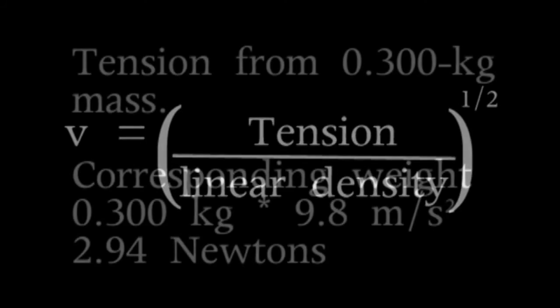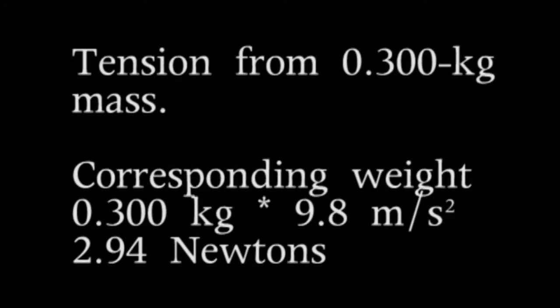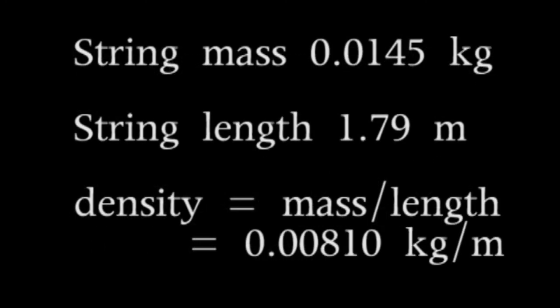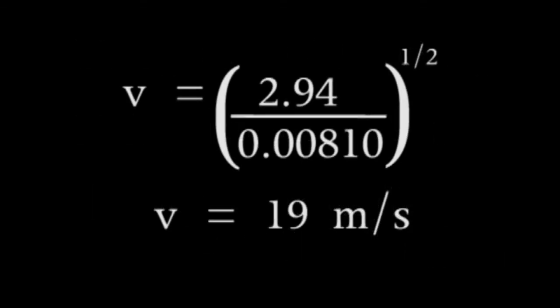divided by its length. The tension was caused by a 0.3 kilogram mass, which thus has a weight of 0.3 times 9.8 meters per second squared, or 2.94 newtons. The mass of the elastic cord was 0.0145 kilogram, and its length was 1.79 meters, leading to a linear mass density of 0.00810 kilograms per meter. Using these tension and density values in the speed calculation yields a speed of 19 meters per second, consistent with the result obtained using the frequency and wavelength data.